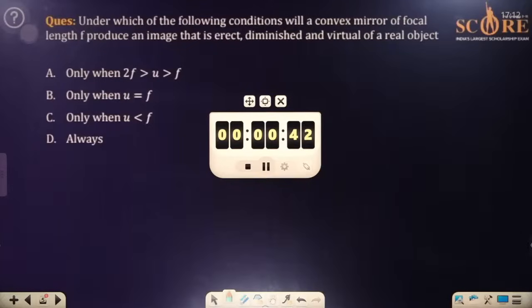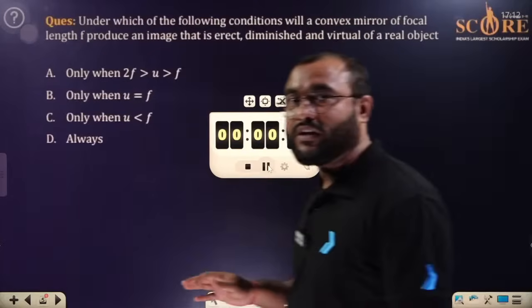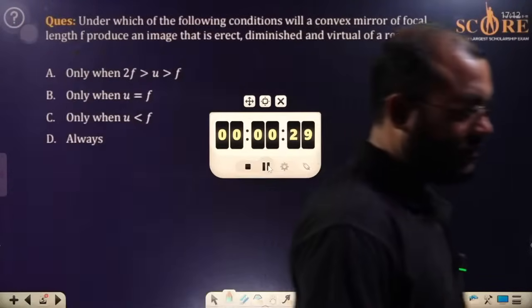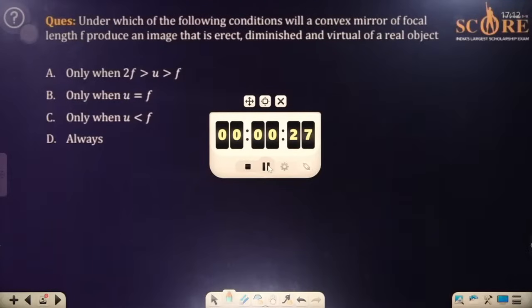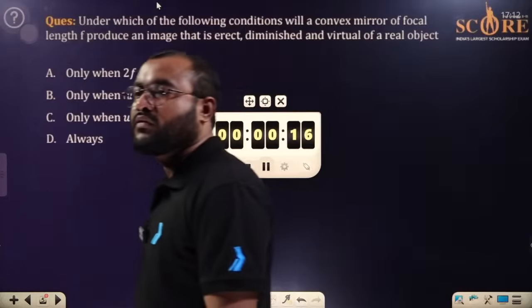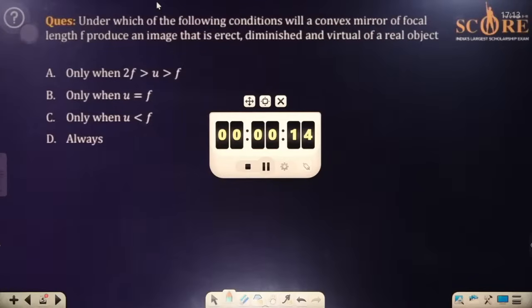What do you think, people? What will be the correct answer for this? Again, I am saying it is a very easy question. You don't have to think much. You know the result, just put this. You already know the result. What will be the answer for this? Anyone?